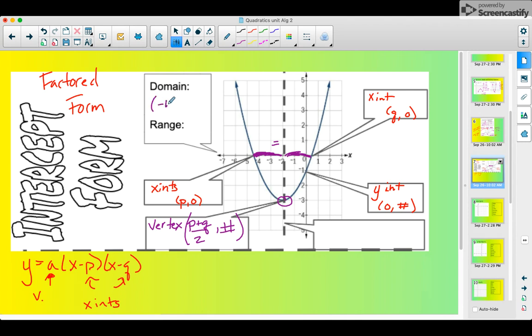Our domain, same as always, no matter what, every single parabola has a domain of all real numbers, or negative infinity to positive infinity. The range will, just like before, go from the y value of your vertex to positive or negative infinity based on your a value. The axis of symmetry, just like before, will use that same x value from your vertex, so that p plus q over 2.